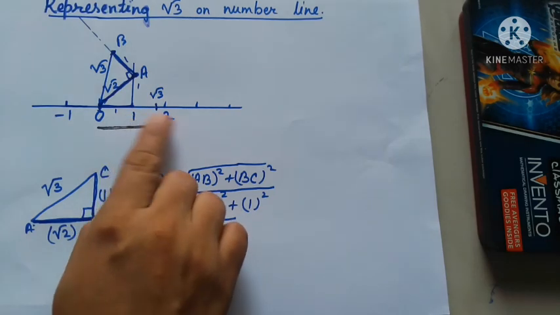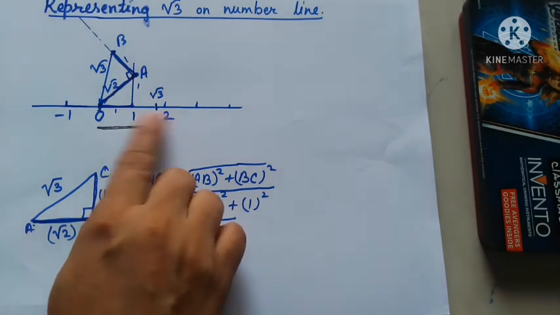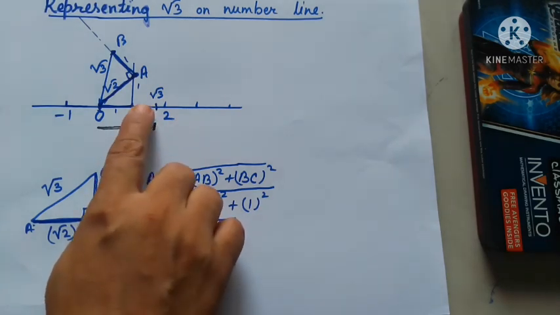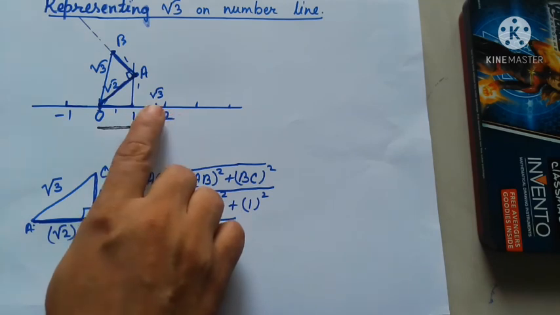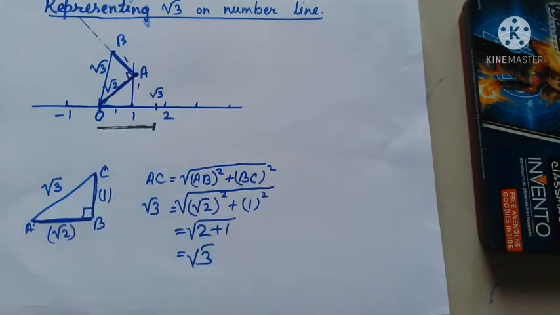It is coming between 1 and 2. You can see that it is between 1 and 2 and it is more than 1.5. That also is seen in the diagram. It is approximately 1.7. This is how we represent root 3. Using the same Pythagoras theorem, you can even represent root 5 and so on. You can represent square roots on the number line. Thank you.